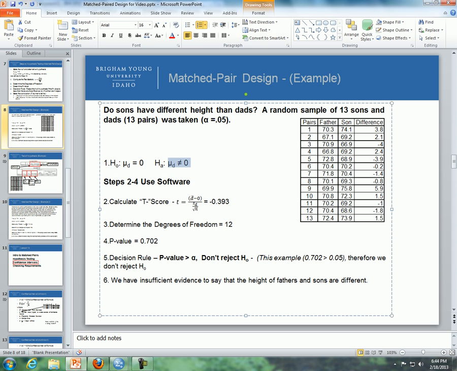Well, why not equal to? Because we only want to see if they're different. If we wanted to see if sons are less than, or greater than, or taller than, or smaller than, then we would have a different symbol here for the alternative hypothesis. Steps 2, 3, and 4, we use software for that.